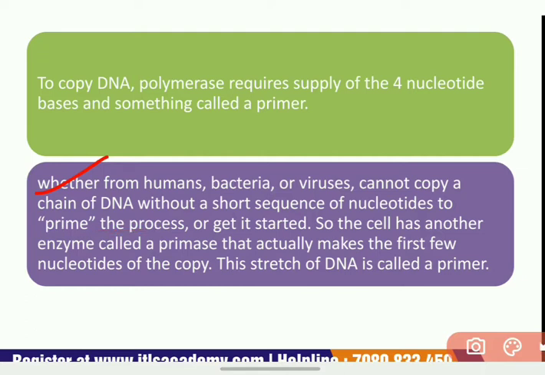So the cell has another enzyme called a primase that actually makes the first few nucleotides of the copy. This stage of DNA is called a primer. Once the primer is made, the polymerase can take over, making the rest of the new chain.